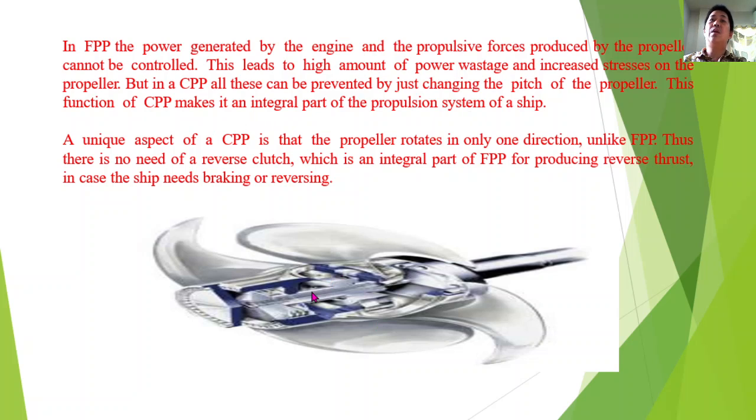So a unique aspect of the CPP is that the propeller rotates in one direction. Unlike the FPP, there is no need for a reverse clutch, which is an integral part of the FPP for producing reverse thrust in case the ship needs braking or reversing. So in the FPP, the fixed pitch propeller, you need to reverse the engine. So the engine should be reversed.